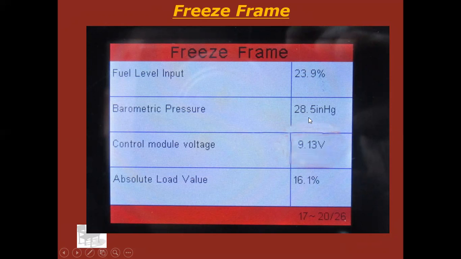Barometric pressure, that sounds reasonable. Fuel level input, about a quarter tank, right? That sounds reasonable. Okay, there's your problem. You may not have a problem with a sensor after all, or the engine could be fine. You've got a problem with your battery or charging system, and that happened to make the engine run poorly. Maybe the fuel pump wasn't running correctly, injectors didn't fire long enough, but all because of that battery voltage. So this is why freeze frame data can be very valuable.